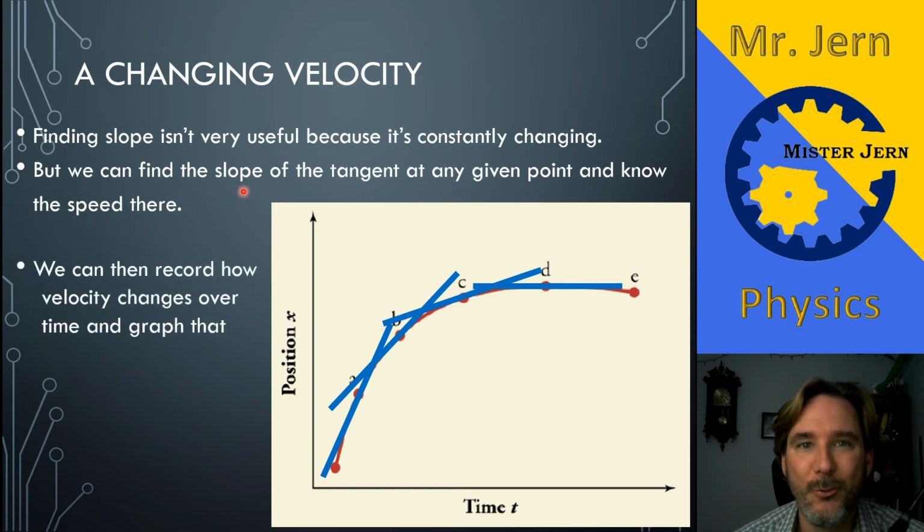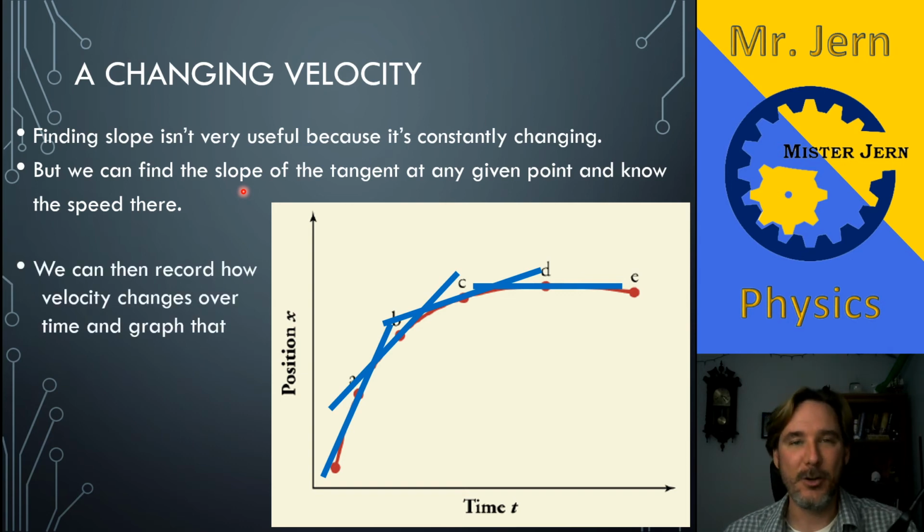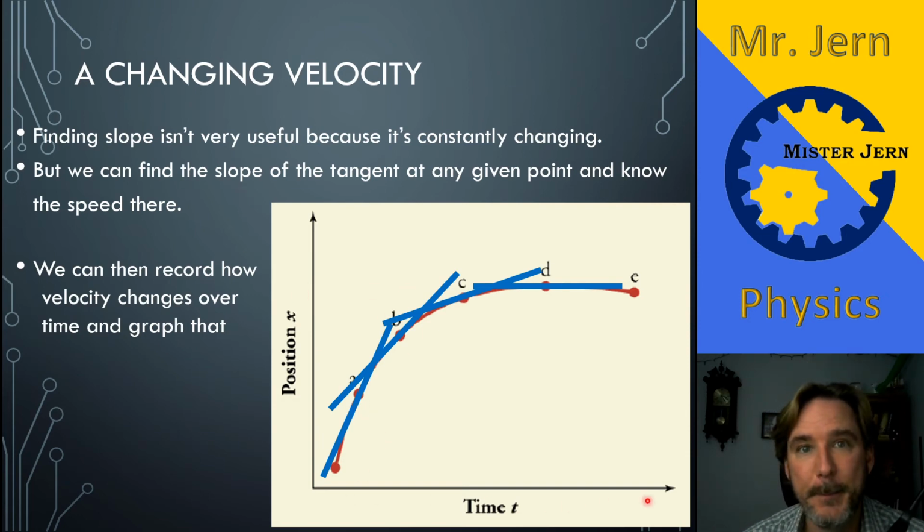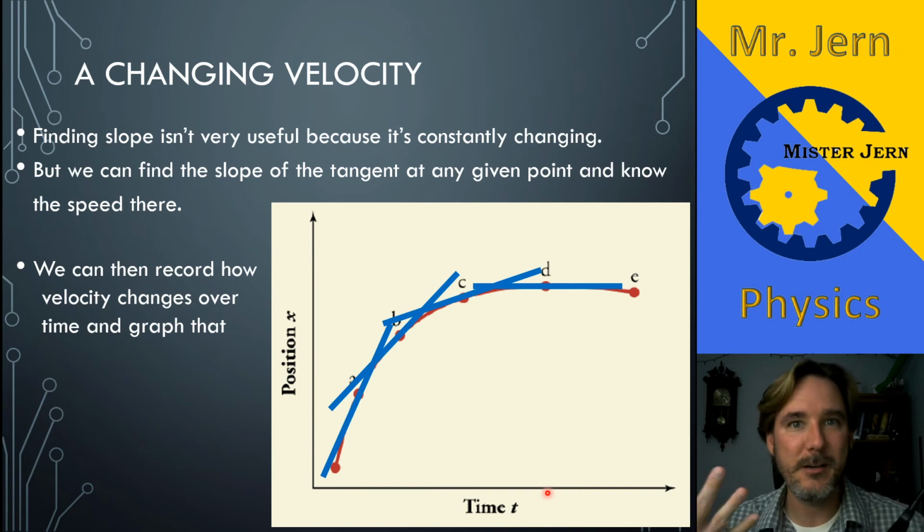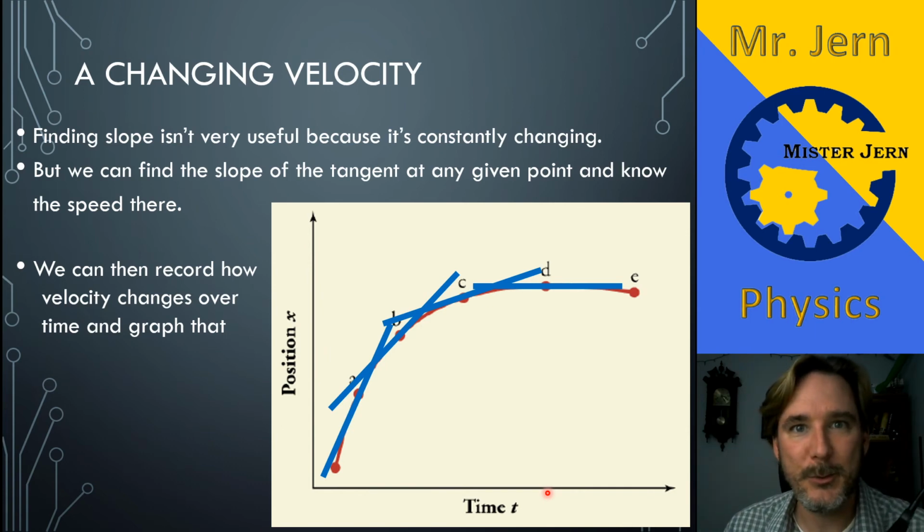Well, we can then record how these velocities change and then graph that compared to time, because time is still happening, right? So if we know the speed at this time, and then we know the speed at this time, and we know a bunch of different speeds, that's something we can graph. We could graph the relationship between those two variables.